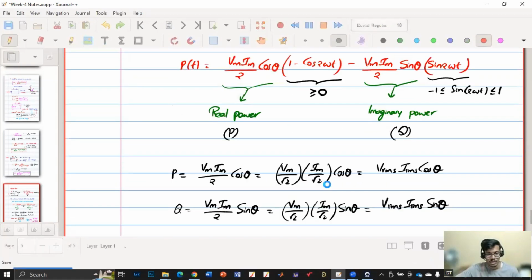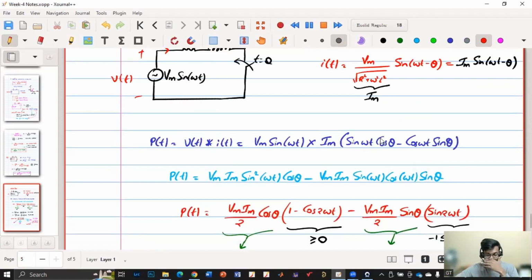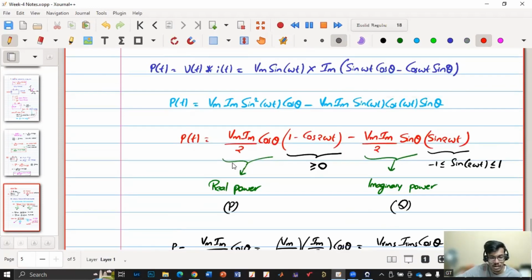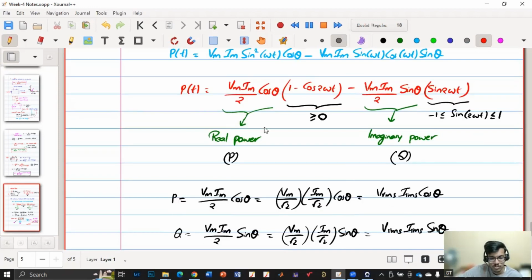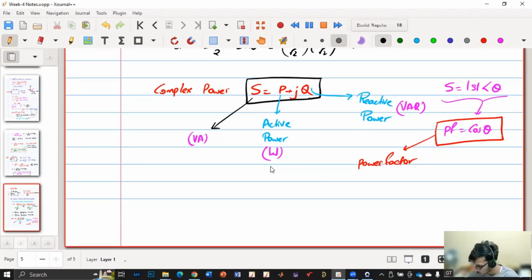Okay, so we started with power, and we considered V of t into I of t, and from there we came to know that one term is always positive and the other term is positive or negative. So from there we defined real power and imaginary power, and from there complex power is defined. So S equals P plus jQ, or S can also be written as Vrms into Irms star. Star means the conjugate. So if you have voltage and current, the complex power can be obtained as Vrms into Irms star. Sir has already taught this, but I'm just quickly revising.